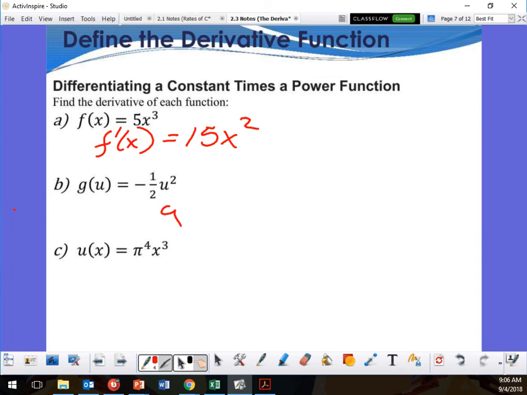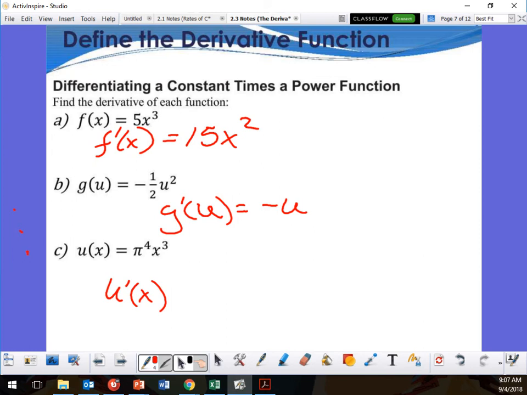Okay, so this is going to be g prime of u. So g prime of u, what am I doing to this? Negative 1/2 times 2, which is going to give me negative 1. Subtract that, so it's going to give me u to the first, right? Alright. So, this one right here. Which one here is my variable? So, u prime of x. My variable is that x, right?